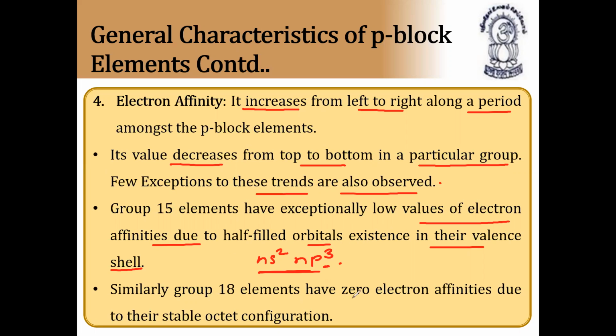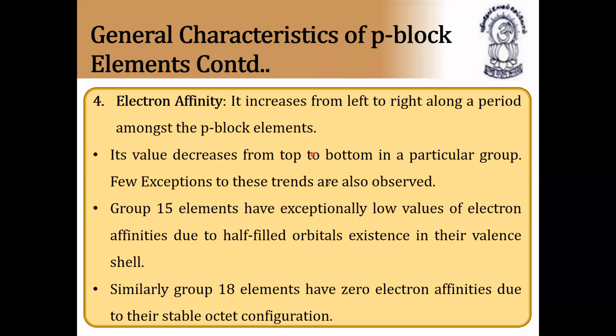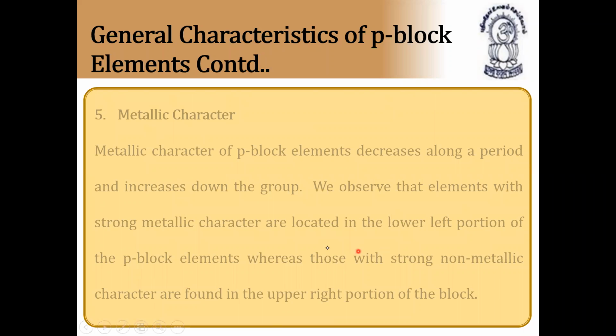Similarly, group 18 elements have zero electron affinities due to their stable octet configuration, that is ns2 np6. All other elements will try to attain the stability of group 18 elements, because group 18 elements are almost stable. That's why they will not form any chemical compounds. So these are the general trends of p block elements.